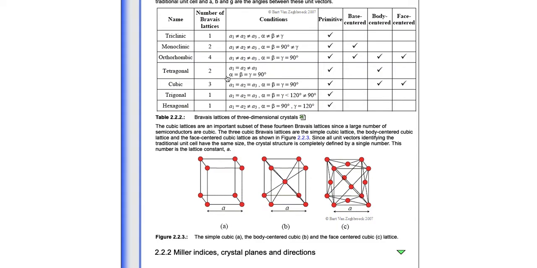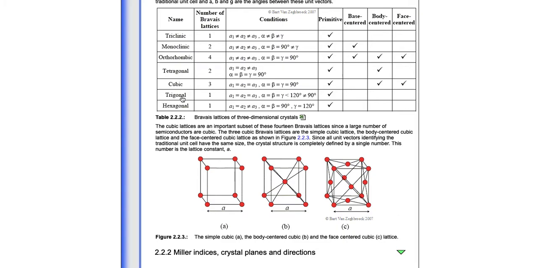Okay, it means all three angles will be 90 degrees. Now, cubic. In cubic, there are three Bravais lattices, which are primitive, body centered, and face centered, and the condition is all sides are equal and all angles are equal. This is the cubic condition, which is also going to be part of your crystal systems.